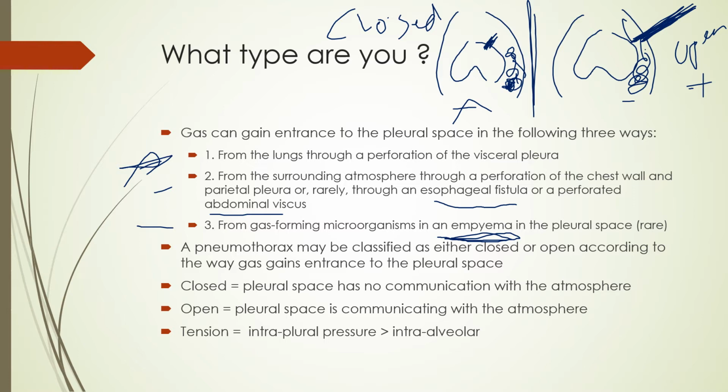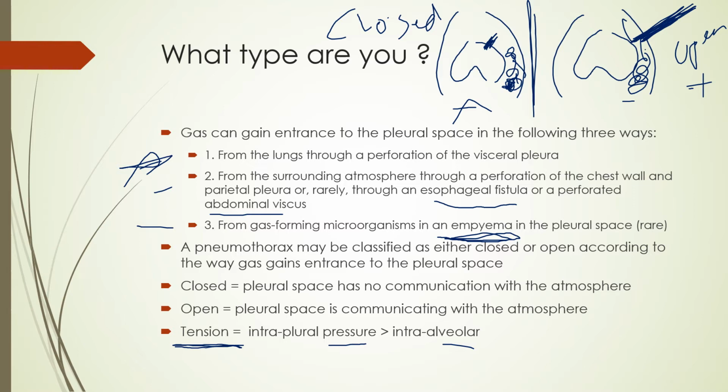Now, the tension pneumothorax, right, this doesn't indicate closed or open. Either one of these, a closed or an open pneumothorax, can cause a tension pneumothorax. This is where it gets to the point that your pleural pressure is greater than alveolar pressure, which then causes compression of your great veins, which then causes tension on the heart and the lungs, and you're going to see a change in blood pressure, a change in heart rate, usually a change in saturation.